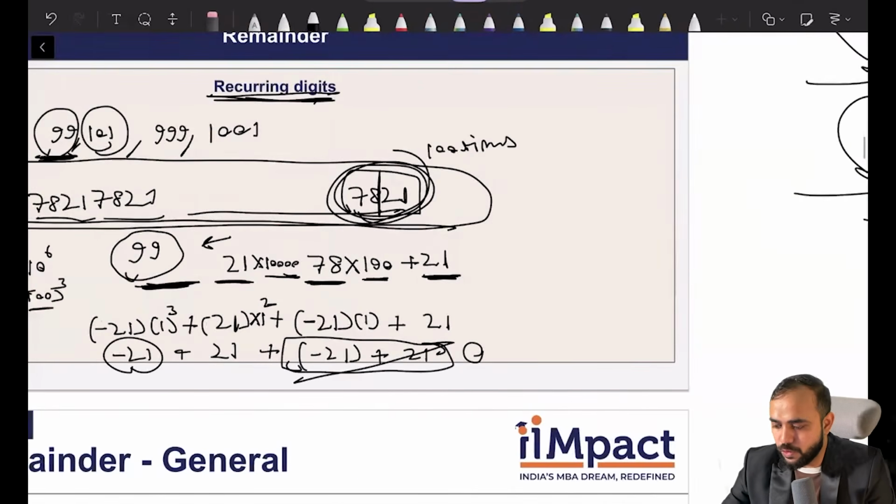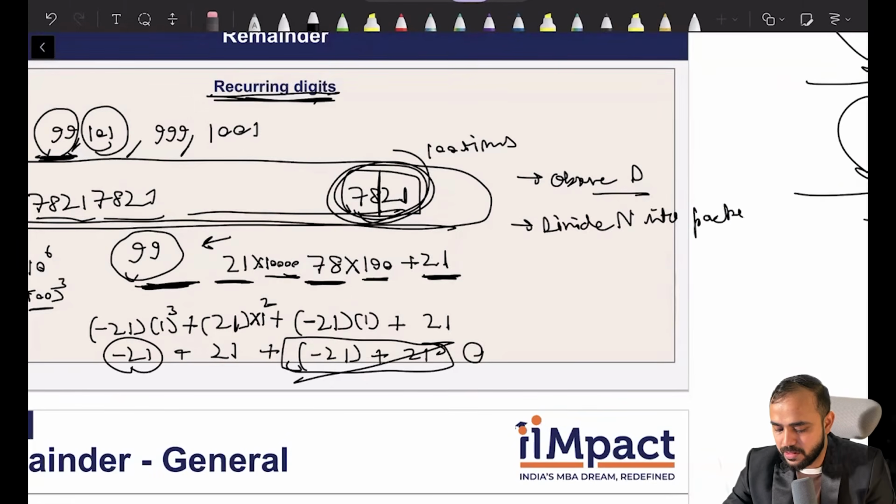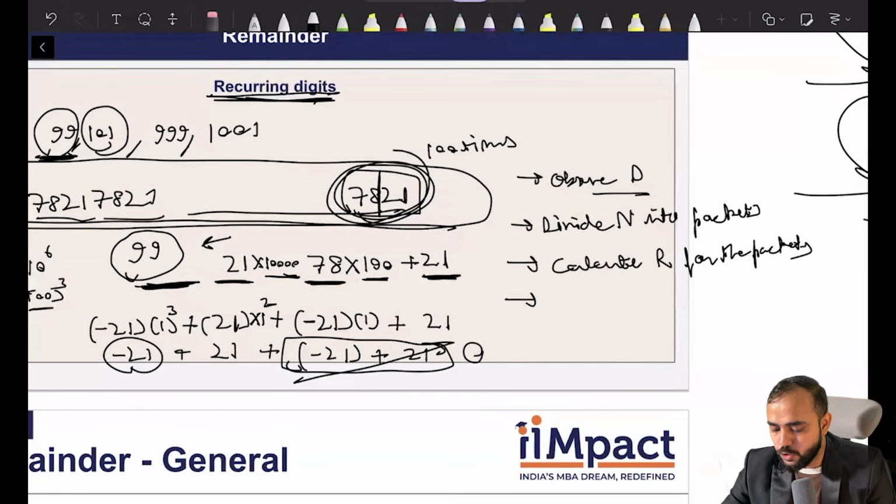So if I were to make the flow for this, first observe the denominator. Based on that, divide the numerator into packets. Calculate remainder for the packets till you observe a pattern.